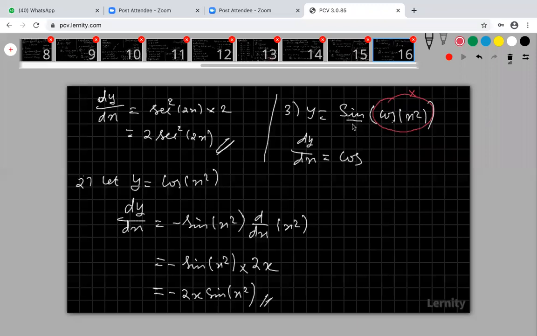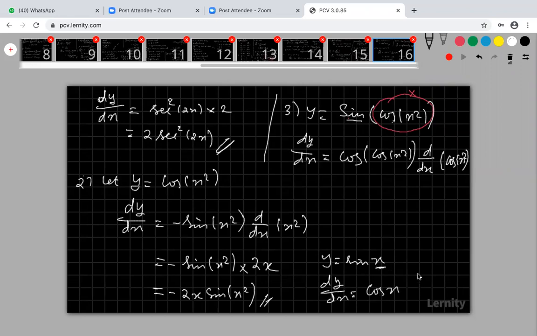Sine x. What is sine x differentiation? Cos x. So therefore my cos of x, where x is cos of x square. Now differentiate this whole x, dy by dx of this cos of x square. Okay, please try to understand. So this is a composition function. Your sin x means simply it is cos x, sir. Why, sir? If you take y is equal to sin x, what is the differentiation? Cos x. So you are simply writing this, not differentiating this.